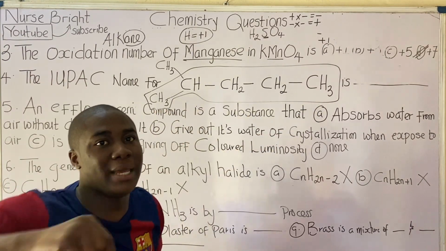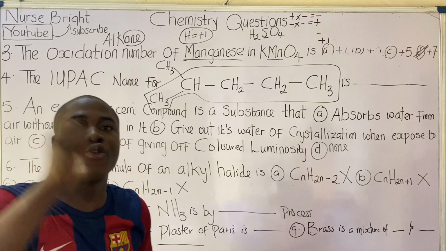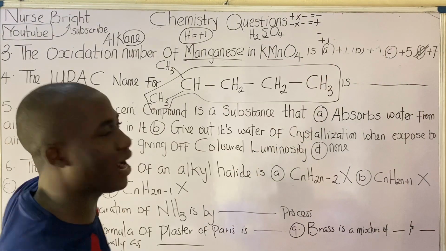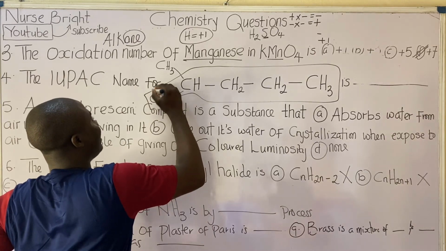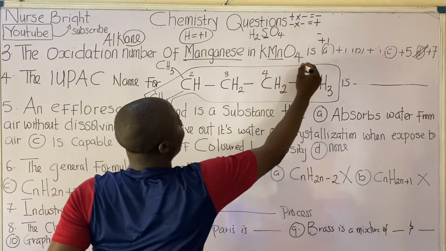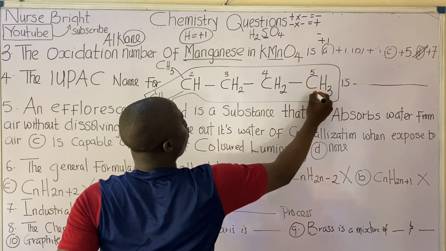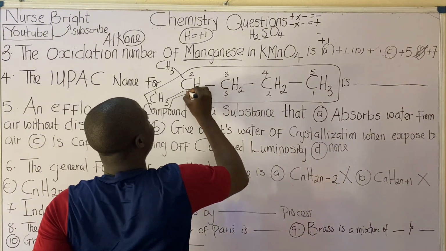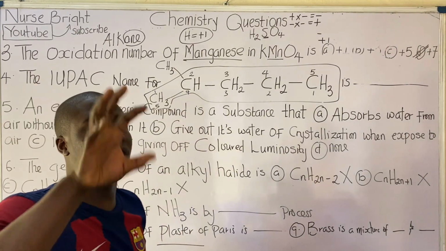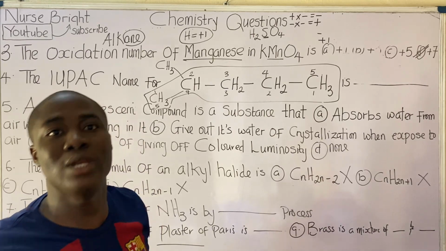After determining the longest continuous carbon chain, you have to number it both forward and backward. So here it is: 1, 2, 3. We have numbered the carbons. Here is 4 and here is 5. Backward: 1, 2, 3, 4 and here is 5. After I identify the longest continuous carbon chain, you number it and you name it.